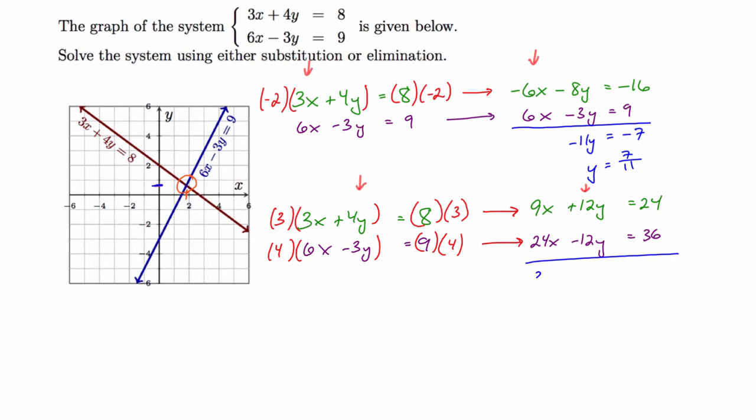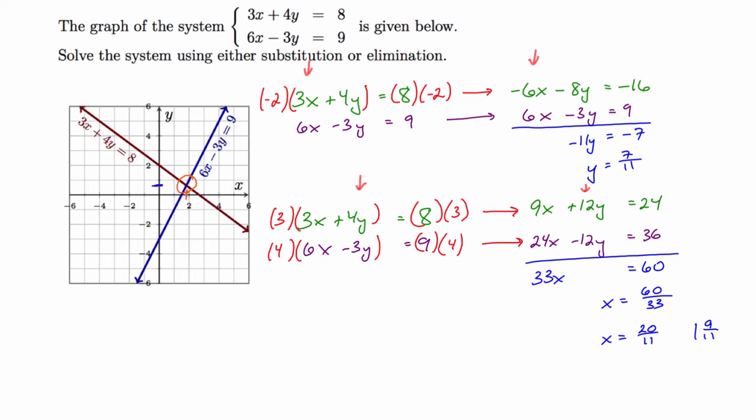9x plus 24x is 33x. 24 plus 36 gives us 60. Dividing both sides by 33, we end up with x equals 60 over 33. We do always want to make sure that we reduce our fractions. If we cancel out a factor of 3 from both the 60 and the 33, we'll be left with 20 over 11. 20 over 11, I would not normally write this as a mixed number, but as a mixed number would be 1 and 9/11.